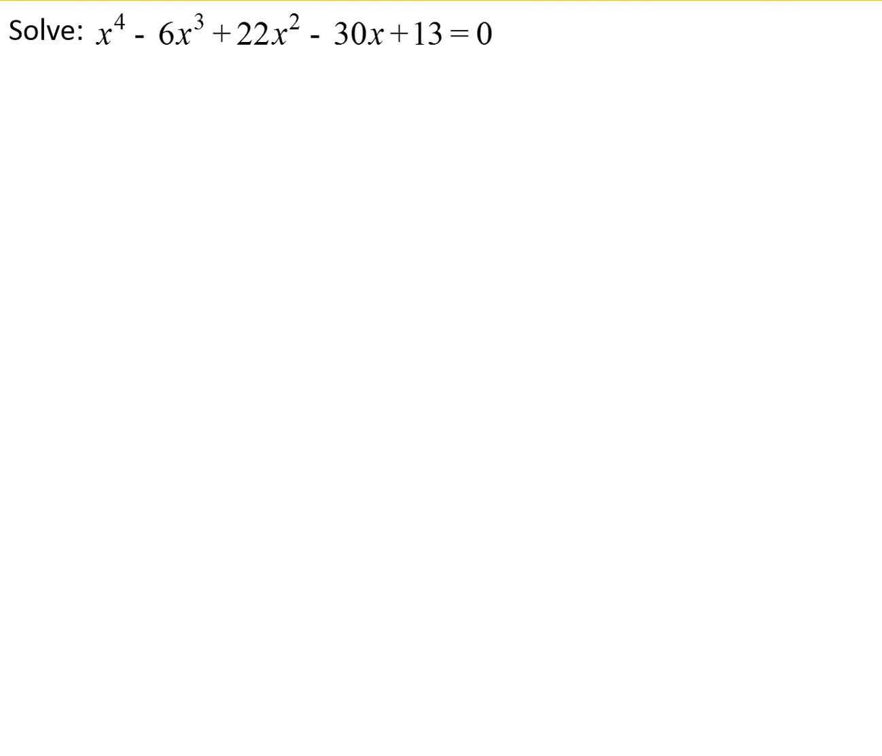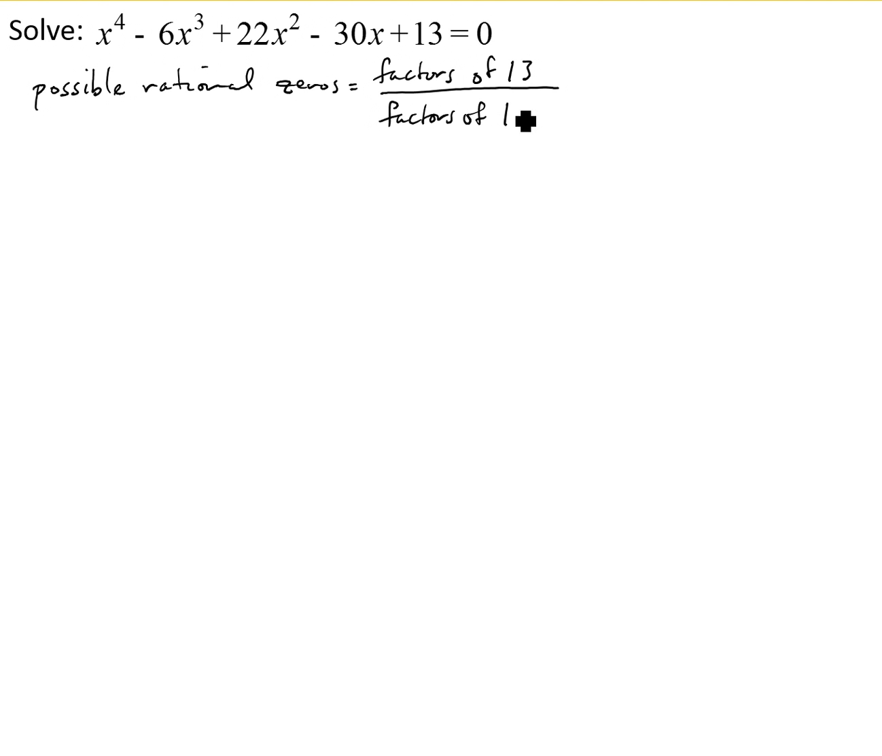Because we have a fourth degree polynomial here being equal to 0, this equation is going to have 4 solutions. So to get started in finding those, we need to make a list of our possible rational solutions. And those rational solutions are going to come from a combination of a factor of 13, the constant term, over a factor of 1, the leading coefficient.